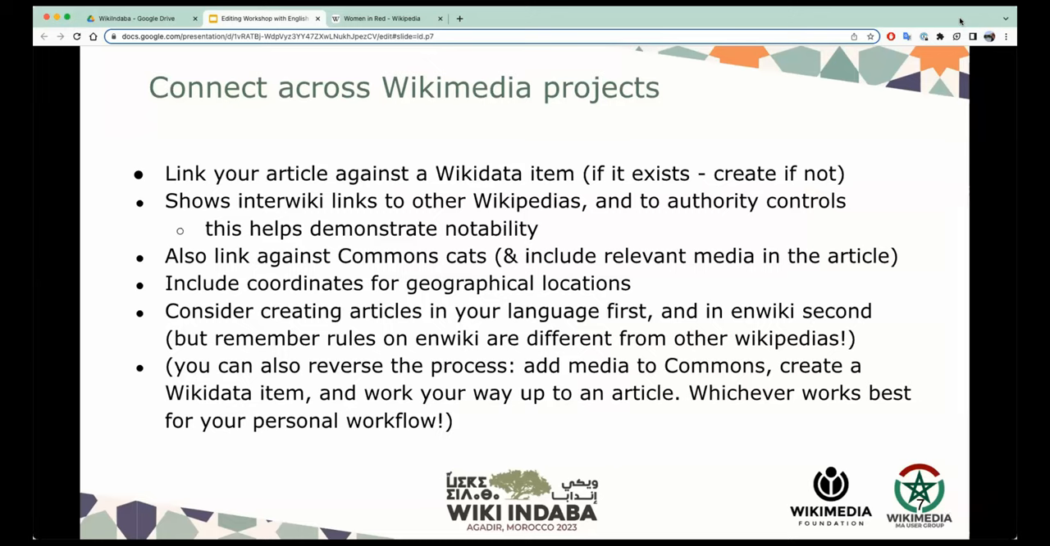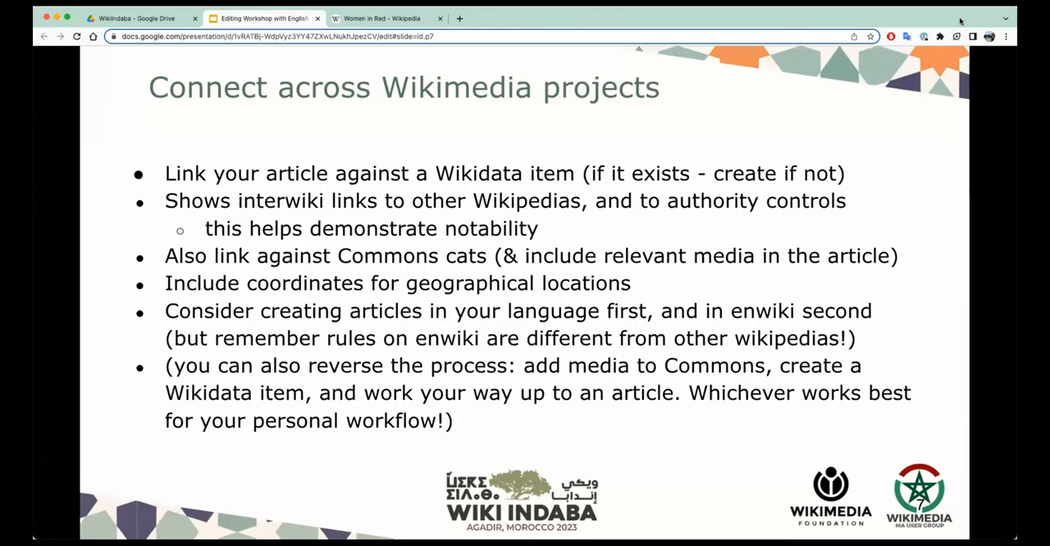But if this is brand new, and no one anywhere in any language has written about this river in Morocco, there won't be an item in Wikidata, and then it falls on somebody to create it. It could be you, if you know what you're doing, or it's going to be left for someone else if you don't. But here's why I'm bringing it up.